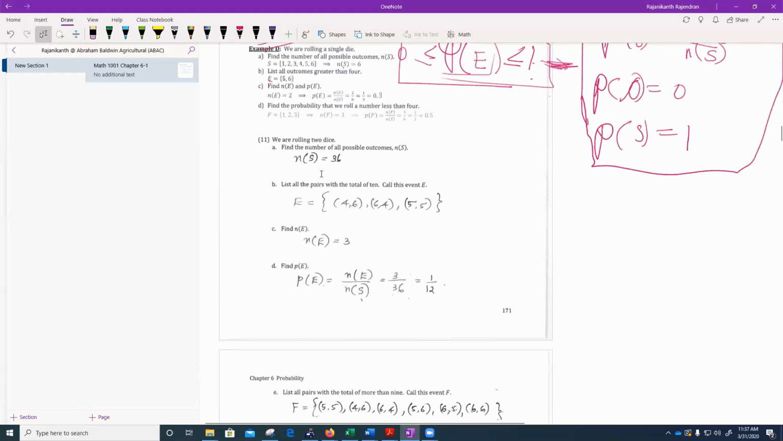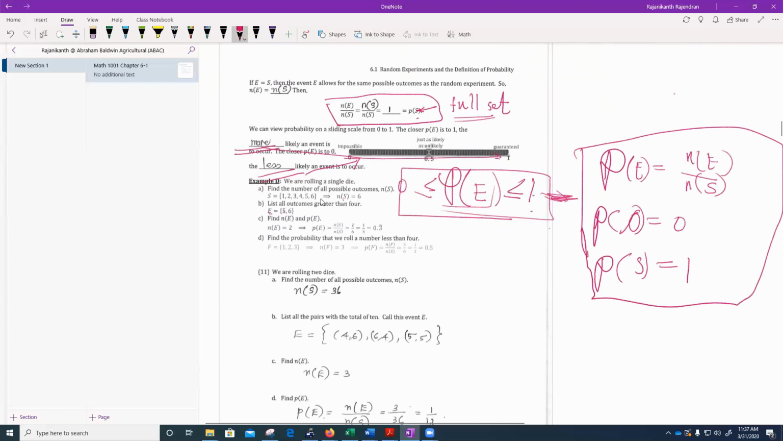Okay, so let's move and figure out the probabilities for the remaining problems. Look at example D. We are rolling a single die. So we will find the sample space first. For a single die rolling, we have 6 outcomes. Therefore, n of S is 6, right?